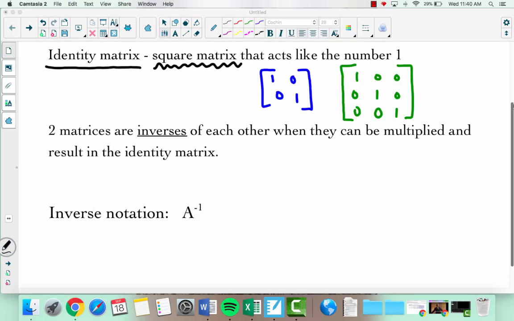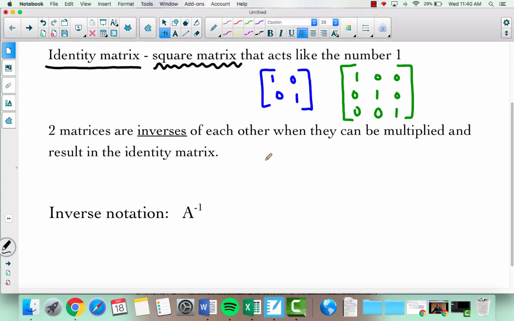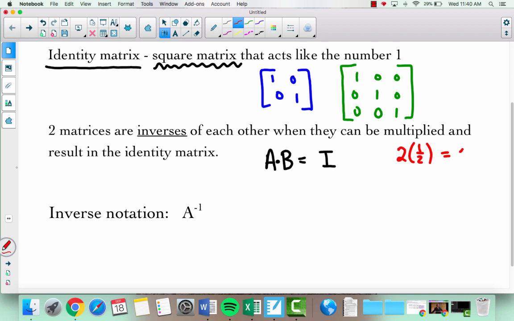So where this identity matrix is useful is if I give you two matrices, maybe I call it matrix A and matrix B. If I multiply those together and I get the identity matrix, which we always use the letter I, then that means that A and B would be inverses of each other. So you could think of it like if I take 2 times 1/2, we know that we get 1. So that means that 2 and 1/2 would be the inverse of each other. Okay? So same concept, now we're just doing it with matrices instead of just simple numbers.